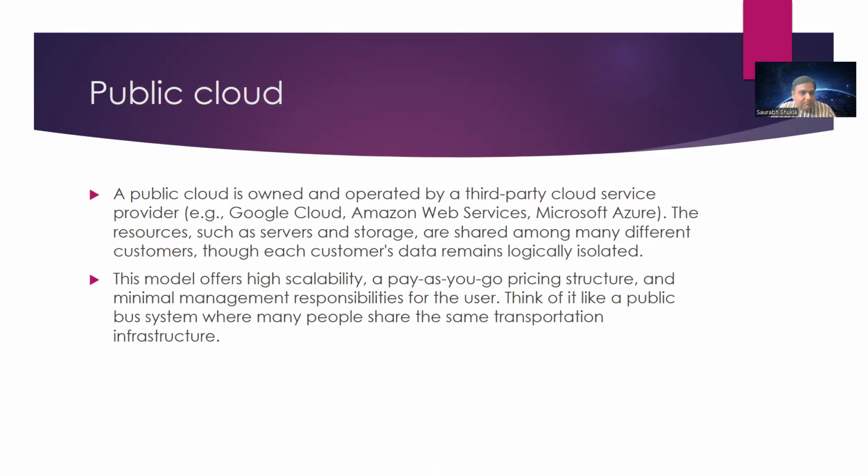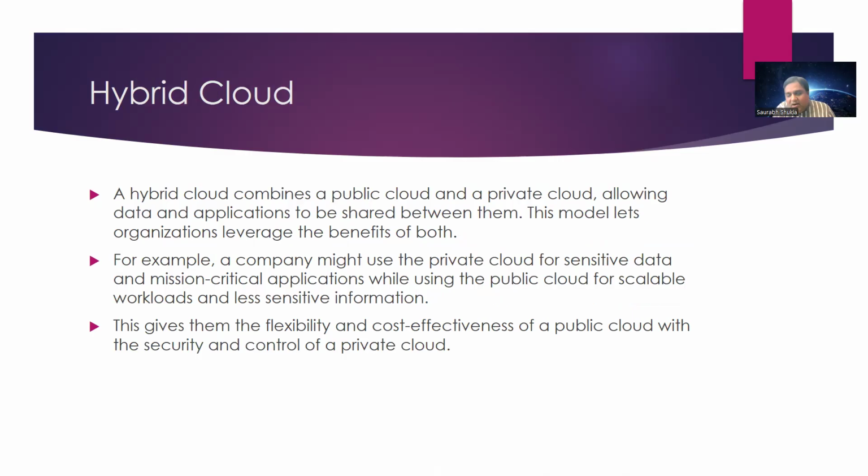So this is important. Now, this is the third model, where a hybrid cloud combines a public cloud and a private cloud, allowing data and applications to be shared between them. This model lets organizations leverage the benefits of both public and private. For example, a company might use the private cloud for sensitive data and mission critical applications while using the public cloud for scalable workloads and less sensitive information.